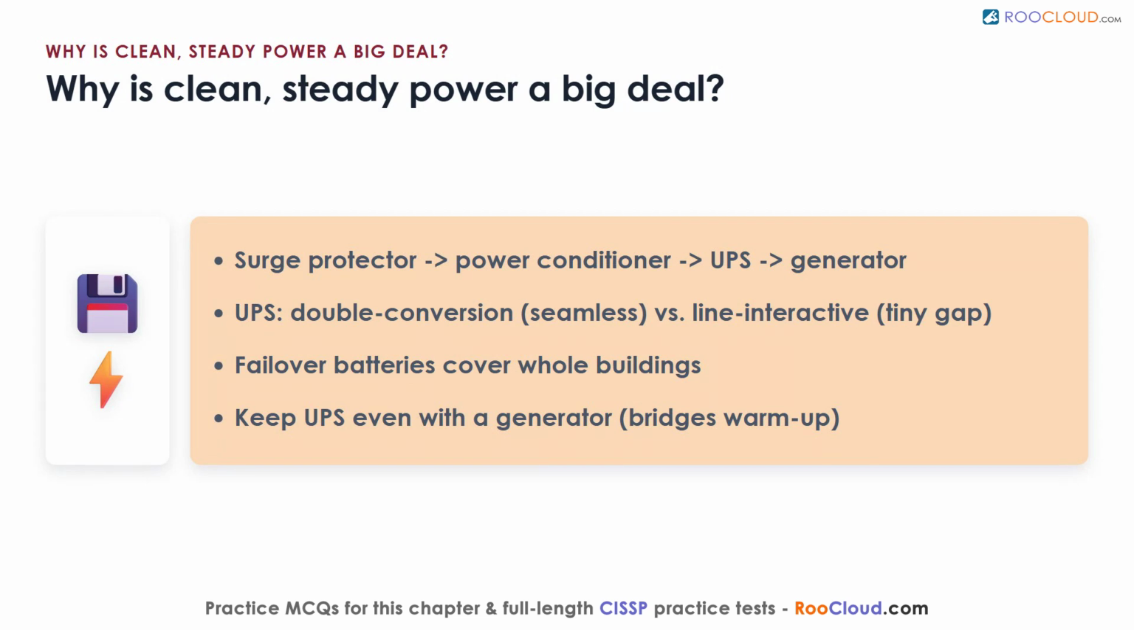A double conversion type always runs power through its battery for a seamless feed, while a line interactive type switches to battery only when the grid fails, sometimes with a tiny gap. For whole building coverage, there are large failover batteries, and at the top sit generators, which start automatically and with enough fuel run for a long time. Keep the battery even with the generator, since it bridges the minutes before the generator warms up.